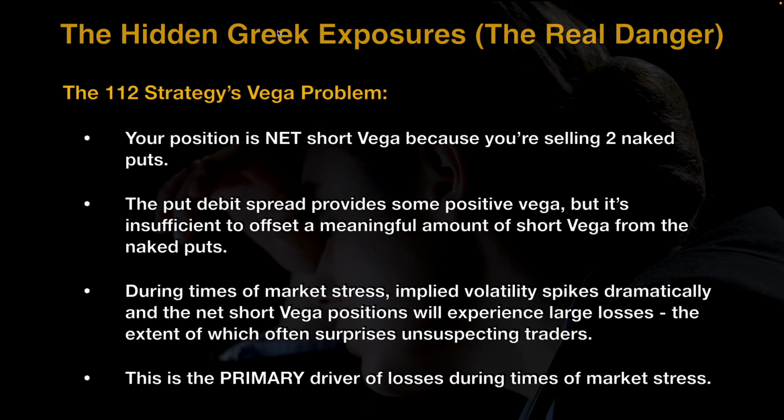The 112 strategy has a vega problem. The net position is net short vega because you're selling two naked puts. The put debit spread provides some positive vega, but it's insufficient to offset a meaningful amount of short vega from the naked puts. And during times of market stress, implied volatility spikes dramatically, and the net short vega positions will experience large losses, the extent of which often surprises unsuspecting traders. And this is the primary driver of losses during times of market stress with this trade structure.